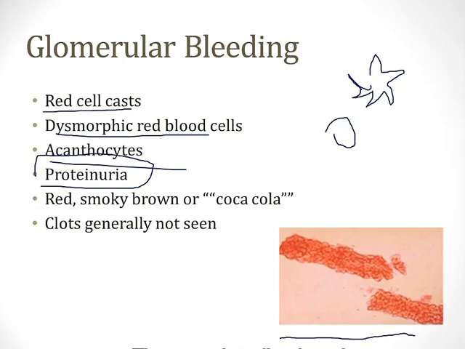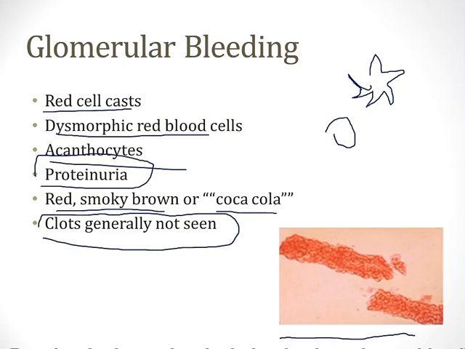They can describe their urine as having a red, smoky brown color or Coca-Cola color. And importantly, clots are generally not seen. People who have clots in their urine have heavy bleeding. That's usually from the bladder. It's usually seen with kidney stones or bladder tumors.